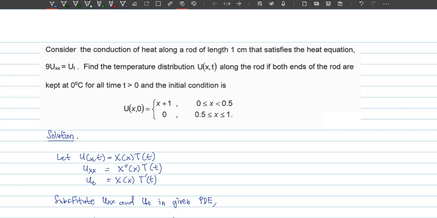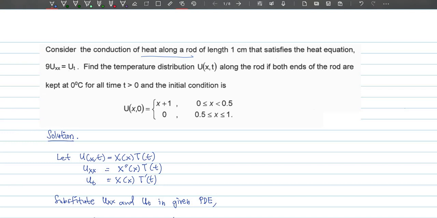The question is actually a past year question, for which the copyright all belongs to UiTM. Right now, the question is: consider the conduction of heat along a rod of length 1 centimeter. From here we know that it is a heat equation because it is for heat along a rod.